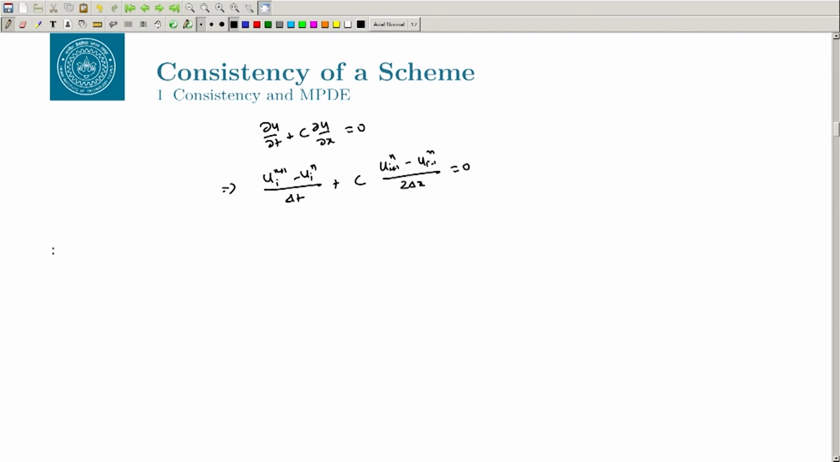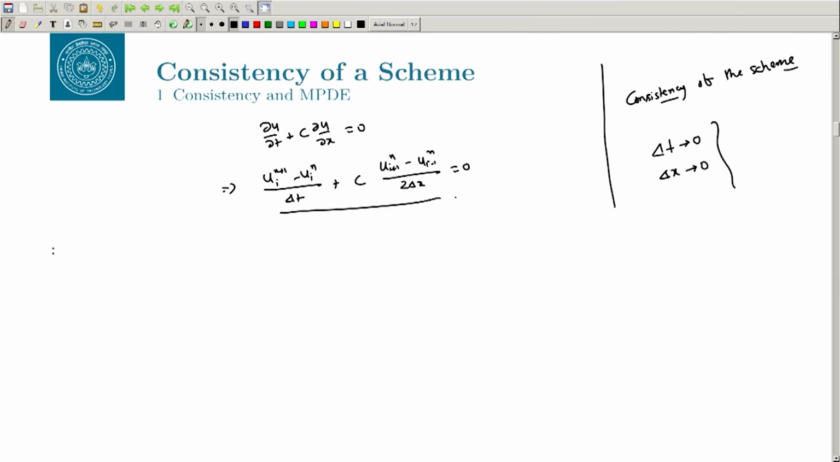Okay. So, there is something called consistency of the scheme. Okay. So, any scheme that we are using should be consistent. What do you mean by consistent? That means that if you reduce the delta t and delta x to 0, basically if they tend to 0, your discretized equation, okay, should lead to your PDE that you are trying to solve.